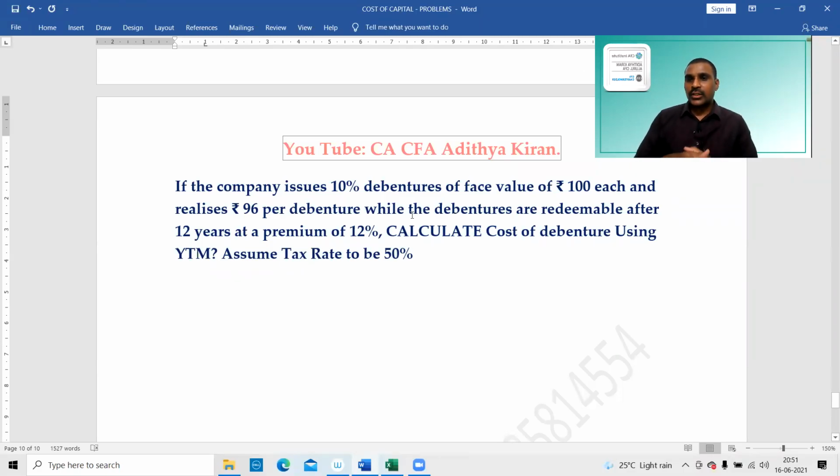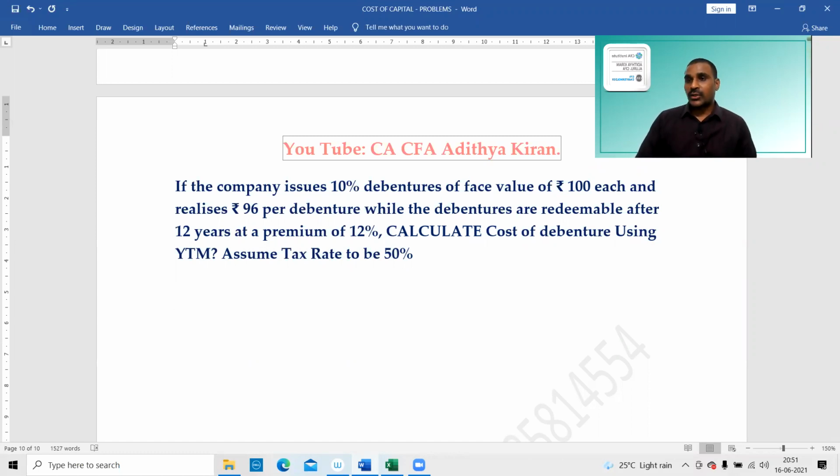So, in this lecture, we'll solve one problem relating to cost of debentures using the yield to maturity approach. We are going to calculate the cost of debentures using the yield to maturity approach. Right. So, what is meant by yield to maturity? We shall have a brief discussion about this method.